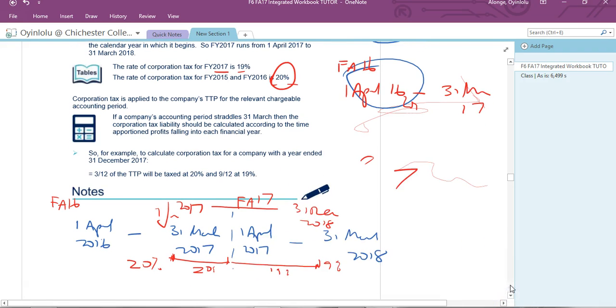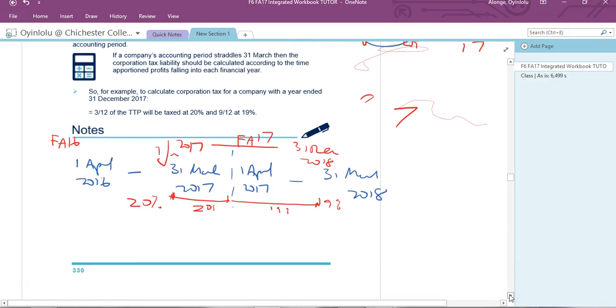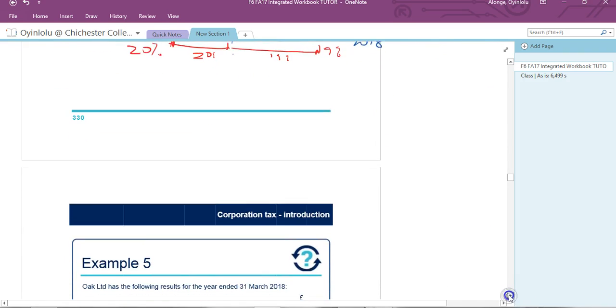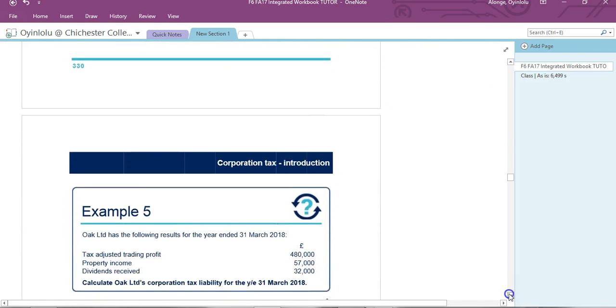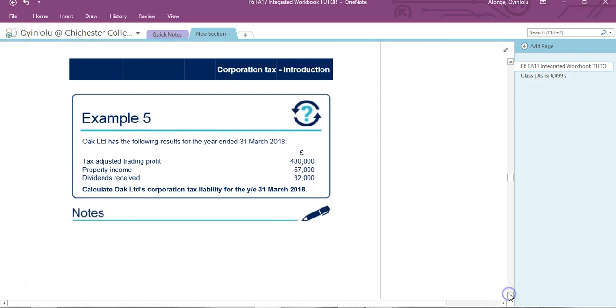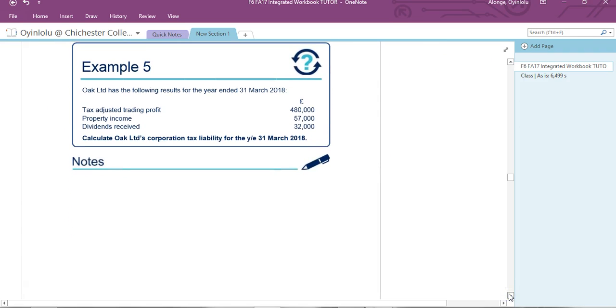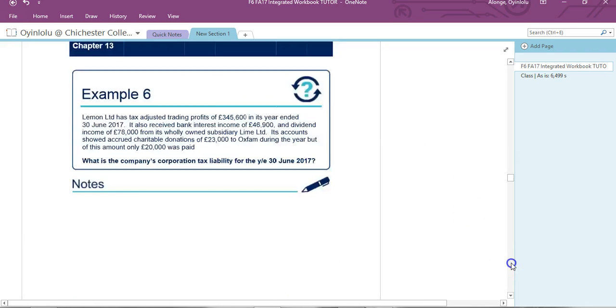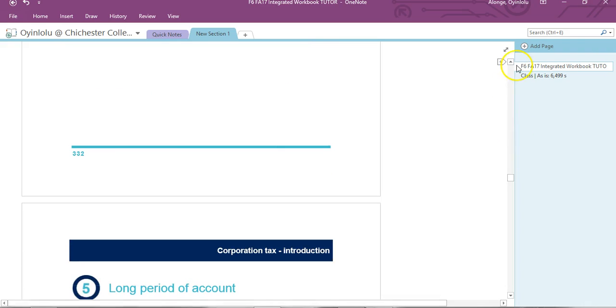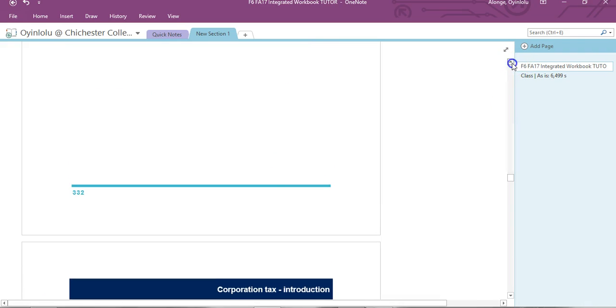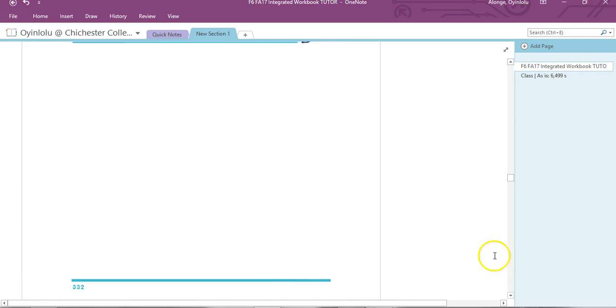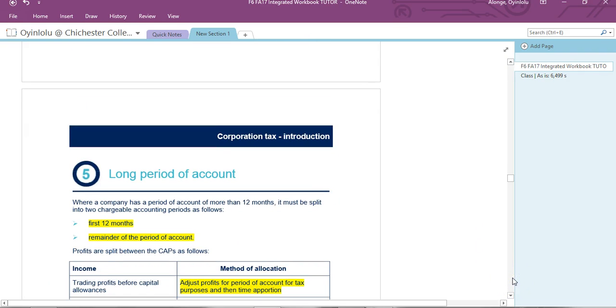Good. So, let's do this to see what's going on here. I remember talking about example 5. Remember, don't get waylaid by dividends. We don't include that in your calculation. So, please do that example. And example 6 allows us to see this idea of the straddle, to deal with the straddle. So, do that.